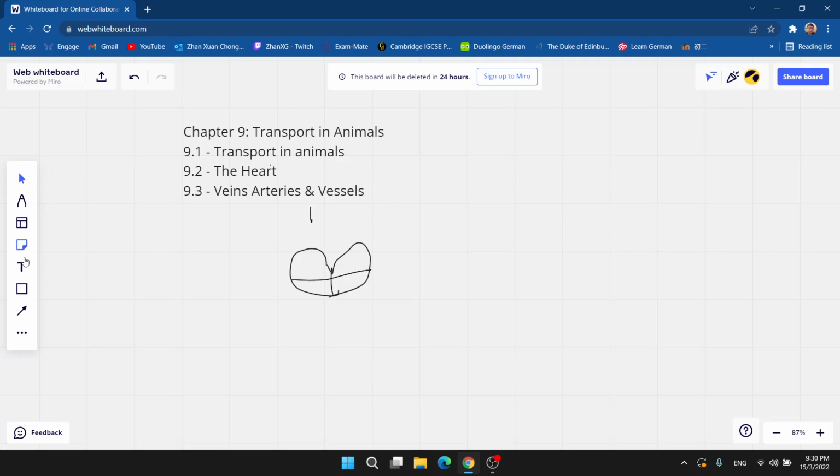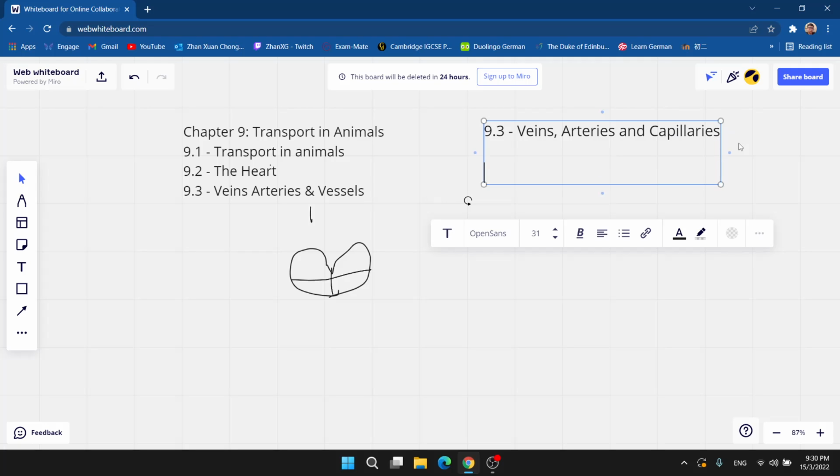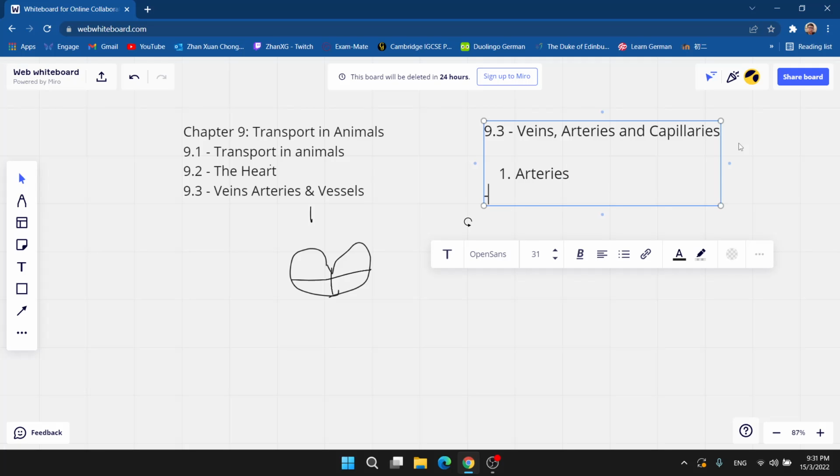All right. Now, the last part of this first part: the veins, arteries, and capillaries. I'm going to start off with the artery, because it's so significant. Its function is to carry blood away from the heart.